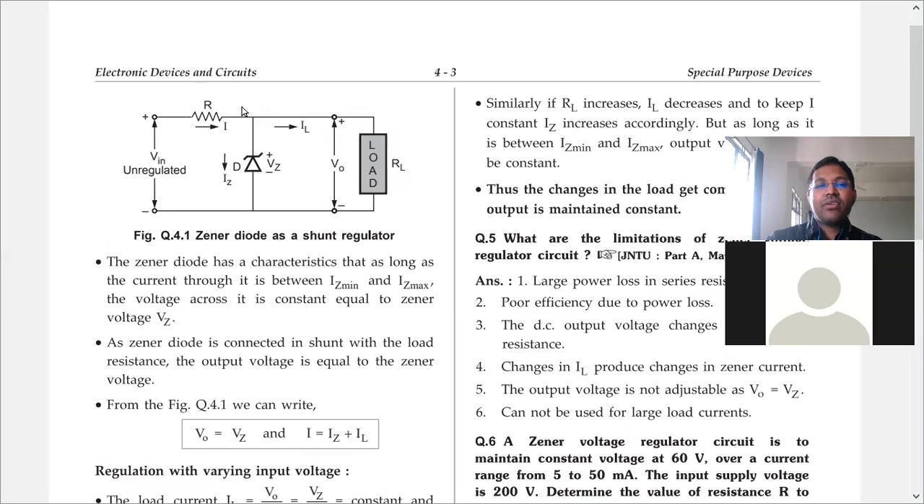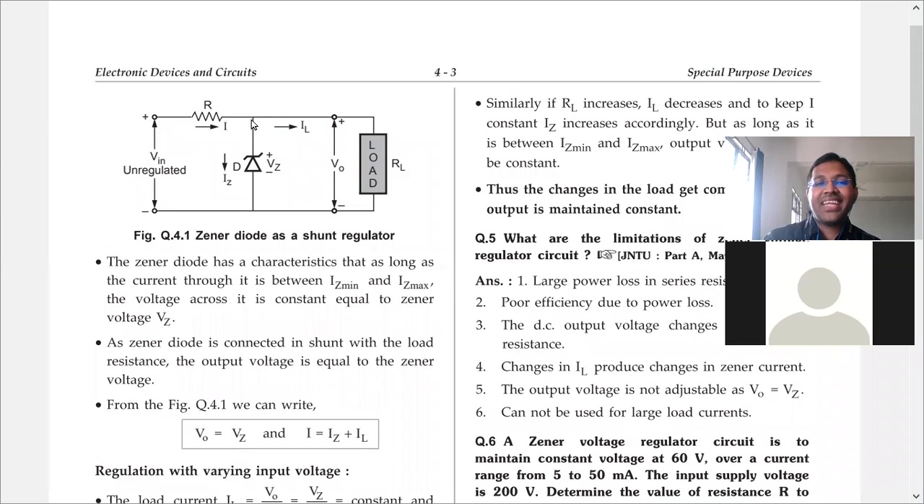Now let us see this particular node. The current through the load, let us call it IL. The current through the Zener diode, let us call it IZ. Z for Zener, L for load. Then the current flowing through R, let us call it simply I.